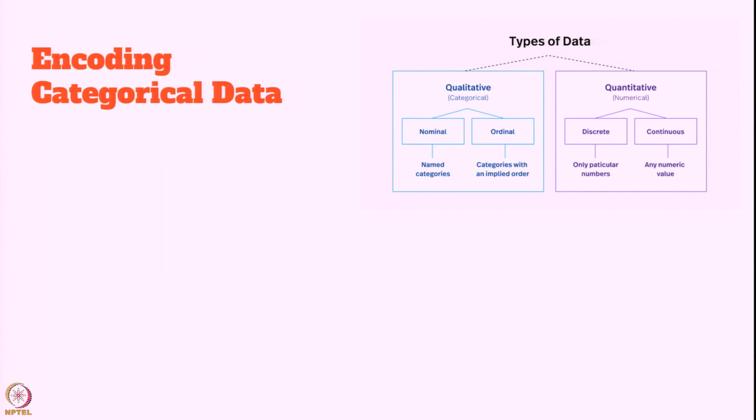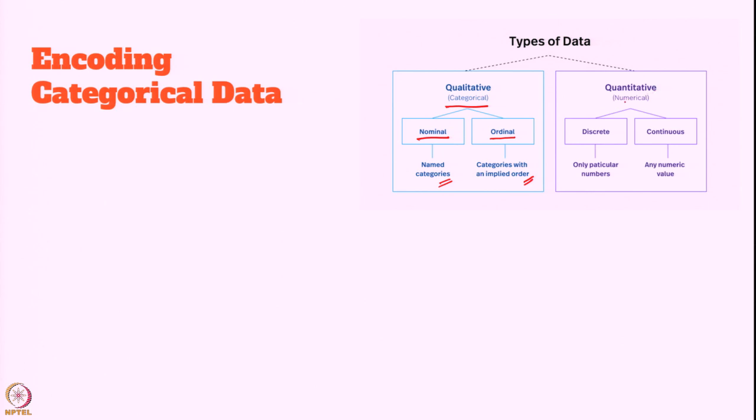Now we'll go ahead and understand what is categorical data. There are two types of data, quantitative data and qualitative data. Quantitative data are numerical and qualitative data are generally strings or some categories. The qualitative data, which is categorical data, can be divided into nominal and ordinal. What do you mean by nominal and what do you mean by ordinal? Nominal are just categories and they don't have an order. Ordinal are categories, but they have an implied order in them.